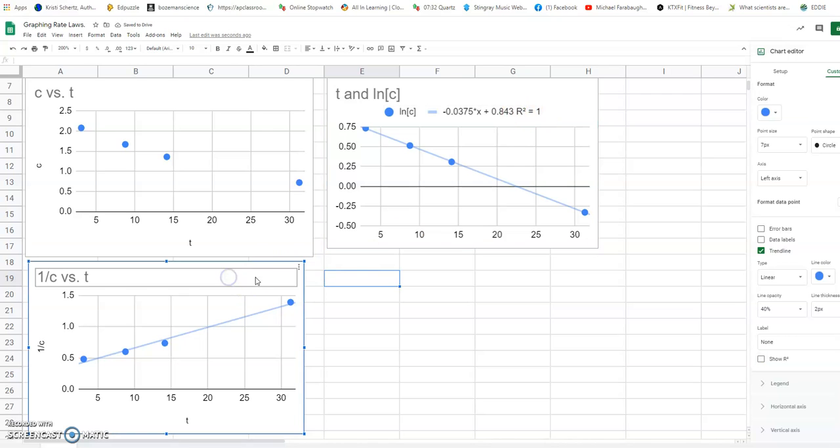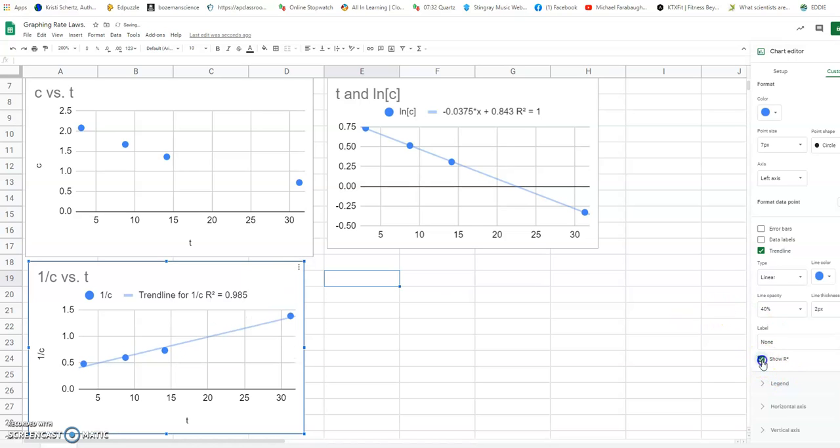Let's go over here to this one. If I look at my r squared value for this one, it's a 0.985, which is good, but not as good as this one. So what this tells me is that this is a first order reaction. And this is my equation. So what I'm going to do is write these out.